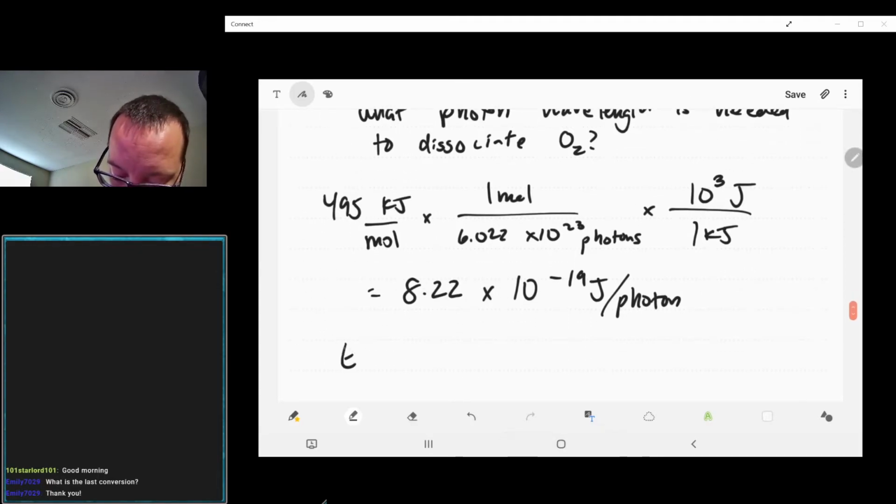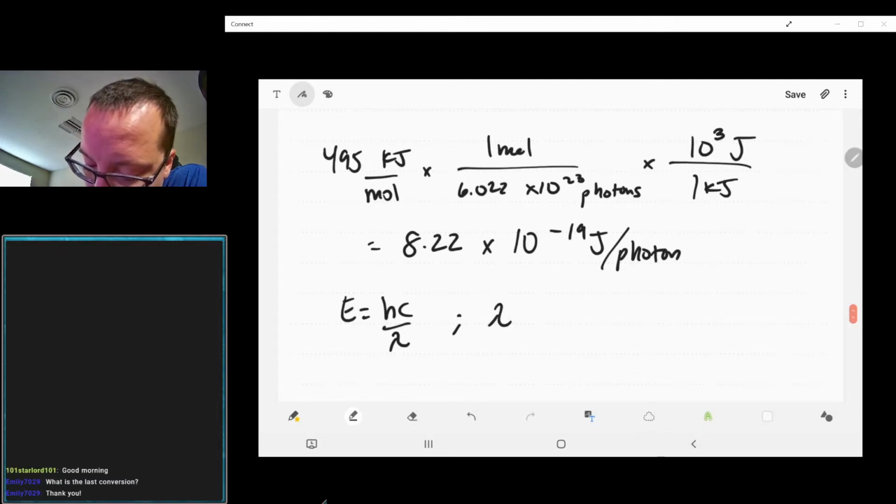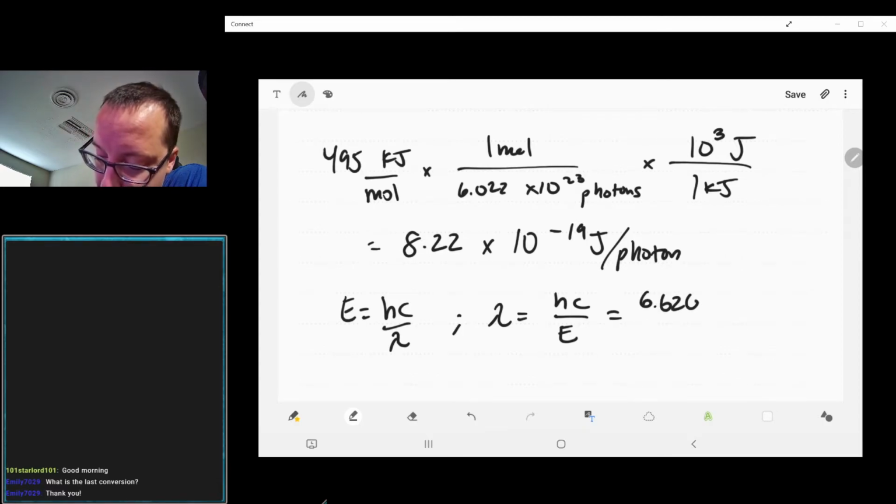And of course, if we remember from way back when, if we wanted to figure out the wavelength of a particular photon, we would use hc over lambda, where h is Planck's constant and c is the speed of light. So this means that the wavelength is hc over E. If we remember Planck's constant, it's that number there. I have no room to write our speed of light. Okay, we'll just copy this down here, I guess.